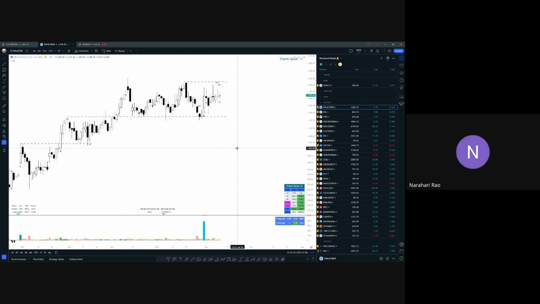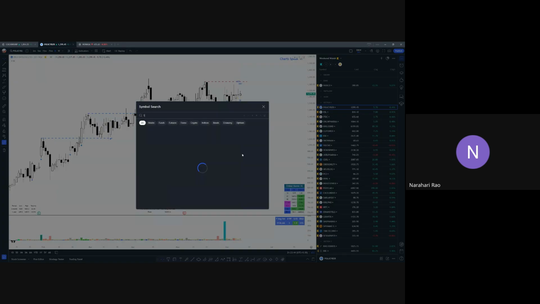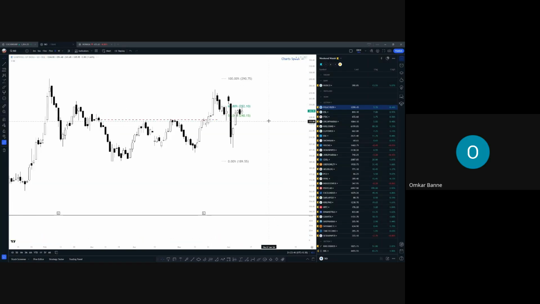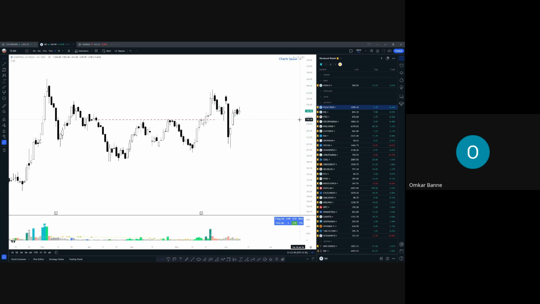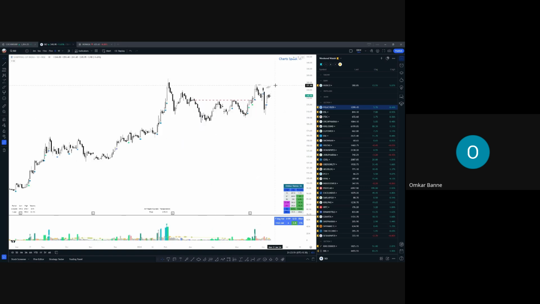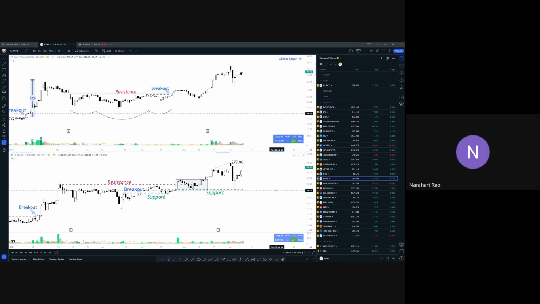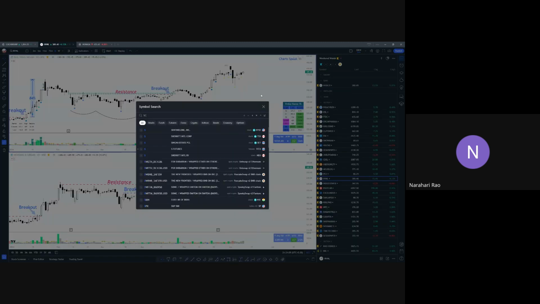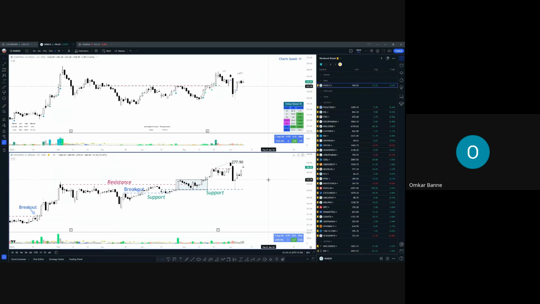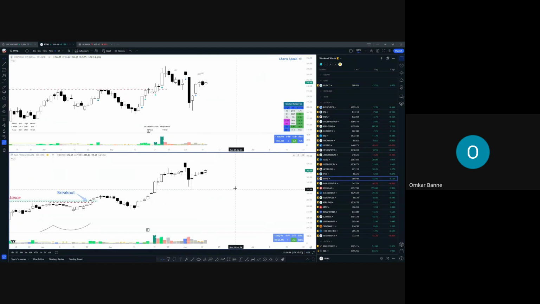Can you take a look at Shipping Corporation of India? That looks interesting to me. Yeah, it looks good. It is more like railway stocks, a railway stock setup. I think this and Mazagon Dock and Cochin are all working in tandem, right? They're all moving similarly. Yes, yes.